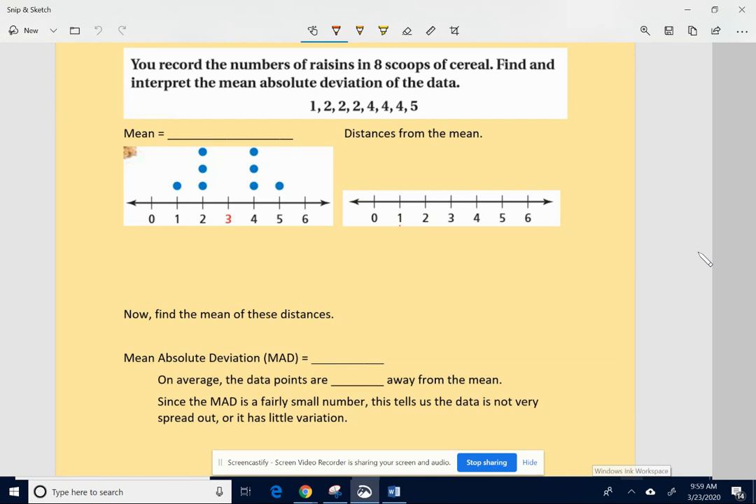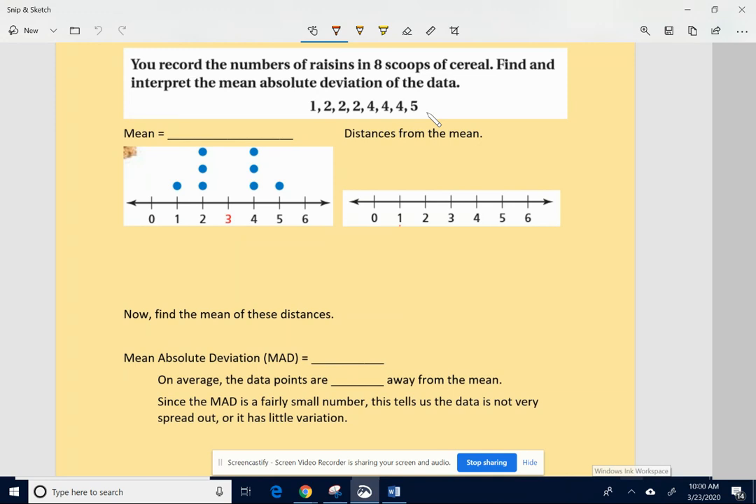Okay, so let's work through this. Pretend we have 8 scoops of Raisin Bran, and we're trying to figure out, as a sample, how many raisins are in each of those 8 scoops. So we got 1 raisin in 1 scoop. We got 2 raisins in another scoop, 2 in another. Okay, 4, 4, 4, and 5. So this is the number of raisins in 8 scoops of cereal.